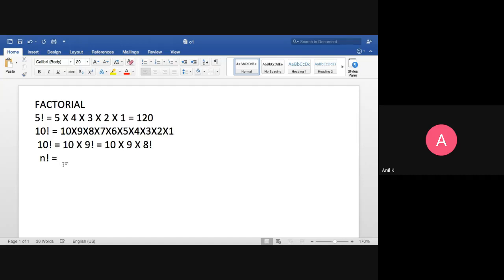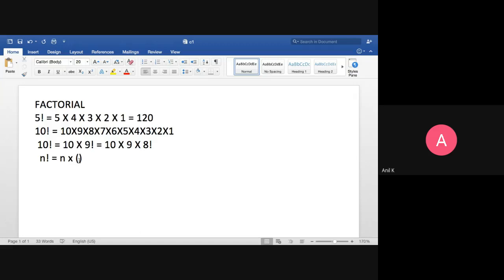So I have to start from n, multiply with, if you observe here, for example, 10 factorial, I have 10 into 9. 9 is 10 minus 1. Then here 8 is 10 minus 2. 7 is 10 minus 3. Then 6 is 10 minus 4. 10 minus 5 is 5. 10 minus 6 is 4. So the same number you are decreasing by 1 each time.